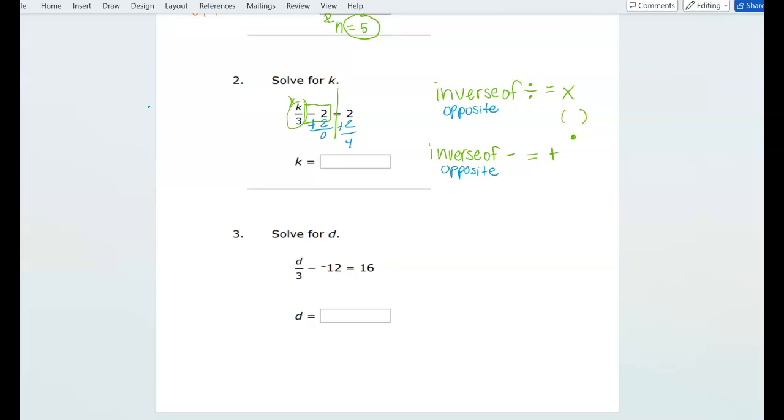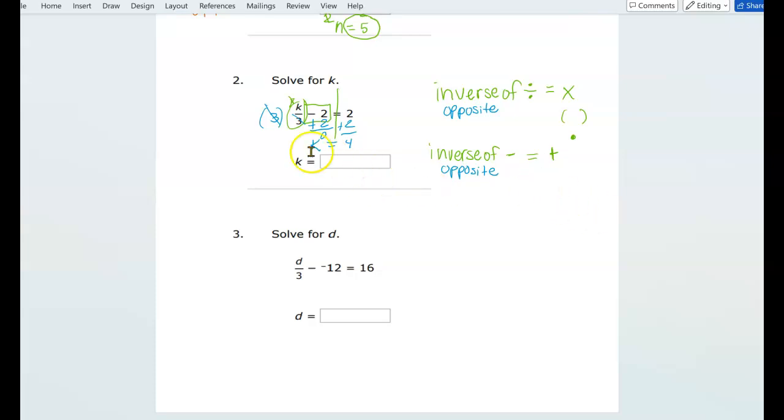Now we are ready to work with the variable. We are dividing, k divided by 3. So I'm going to choose to put parentheses there, and that means multiplication. So I'm going to multiply by 3, and just believe me, these cancel each other out. They cancel each other out, and we are just left with 1k equals 4. Are we finished? No, we are not.